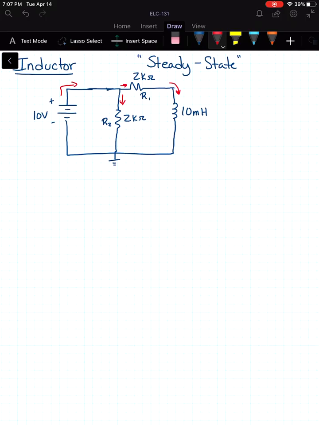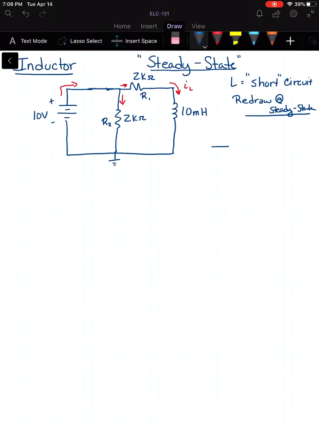Now, the current through the inductor, like I said, is going to be slow to get going, but eventually that inductor is going to look like a short circuit. So we say that in steady state, our inductor looks like a short circuit. So if you want to know what the current through the inductor is going to be at steady state, you need to redraw the circuit and envision that as its steady state equivalent. Okay, so redraw at steady state.